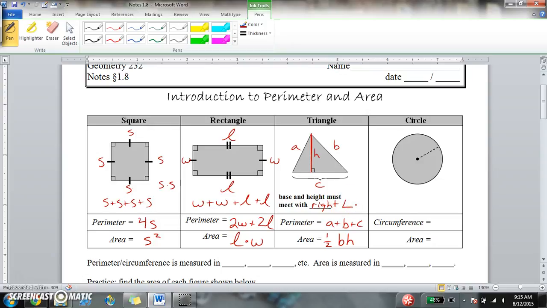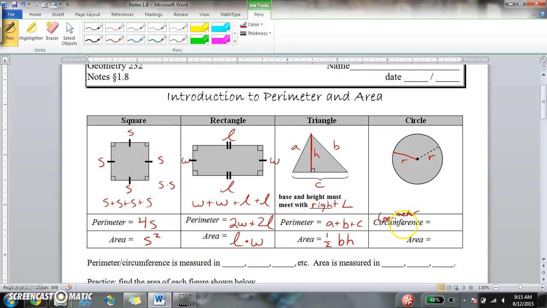That's very important. Alright, for a circle, we don't call the perimeter of a circle its perimeter. We call it circumference. So this is basically the perimeter of a circle. For a circle, we've got this thing that goes from the center of it to the outside edge. We call it the radius. The distance from the center of the circle to the outside edge is the radius, and it's the same all the way around the circle, no matter where you draw it.